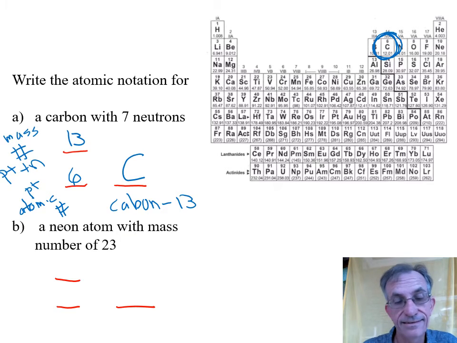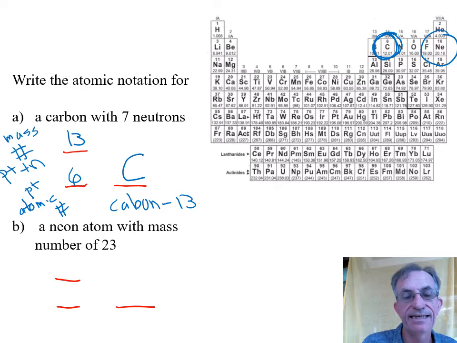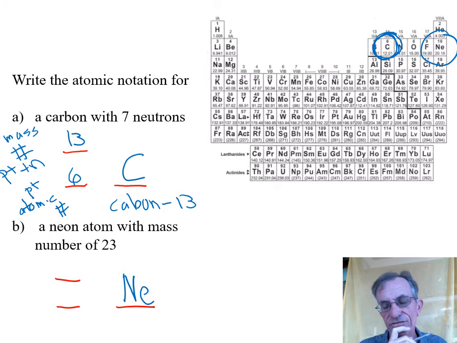Let's read the sentence. A neon atom with a mass number of 23. A neon atom. Oh, you got to know those symbols, right? What's the symbol for neon? It should be Ne. All right, Ne is neon, so that goes right there.